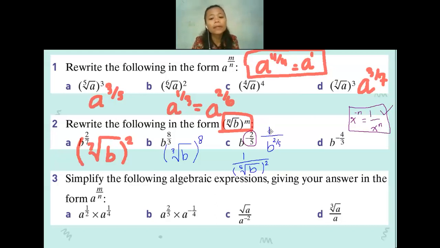You can see the rule. This is x to the power of negative n, but when it changes into a fraction, it will be 1 per x to the power of n. There is no negative anymore. That's why we can change it into 1 per b to the power of 2 per 5. And then when we have the fractional indices in here, we can follow the rule. The denominator will be the root. The numerator will be the power. Is there anyone who still has any confusion?